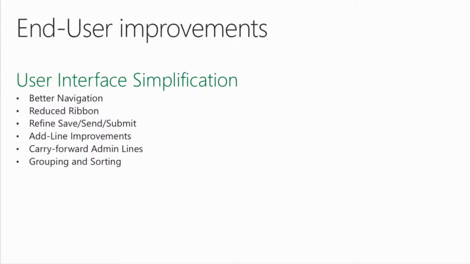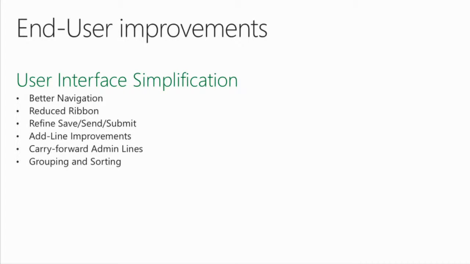So just to recap, we made a ton of effort to improve the end user experience. In order to simplify the user interface, we started with reorganizing navigation and cleaning up the ribbon. We did work to clear up the confusion between save, send, and submit by making improvements to ribbon commands, tooltips, and the status message. We know that there's no such thing as a perfect week, and things can change due to market conditions and circumstances, so we made it simpler to add a new line to a timesheet.